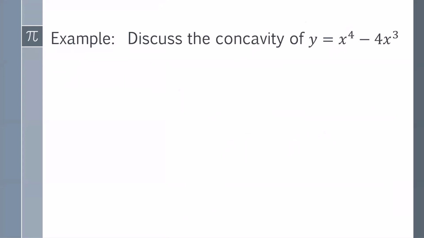What's the concavity of y equals x to the 4 minus 4x cubed? In order to discuss this, we want to take a couple of derivatives. The second derivative of y here is going to be 12x squared minus 24x. Y double prime is equal to 0, then, when x is equal to 0 and 2.